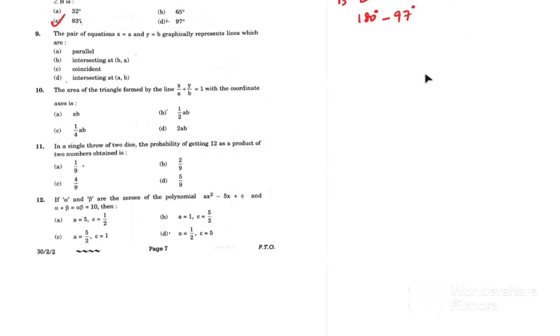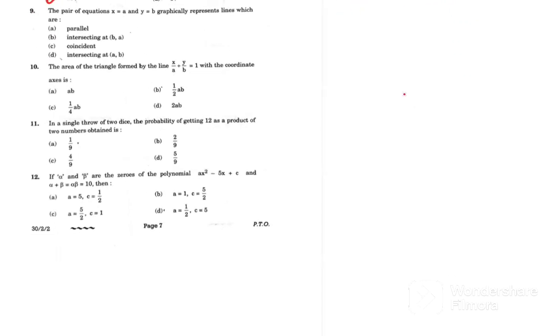Okay, moving on to question number 9. Question number 9 says, a pair of equations x equals a and y equals b graphically represents lines which are, okay, so let's quickly draw a Cartesian plane. Now x equals a, this is a dotted line, and we know that this is origin 0, 0. So x equals a is a line which is perpendicular to x axis, and then y equals b is a line which is parallel to x axis, right? So these two lines are mutually perpendicular. So option A rules out.